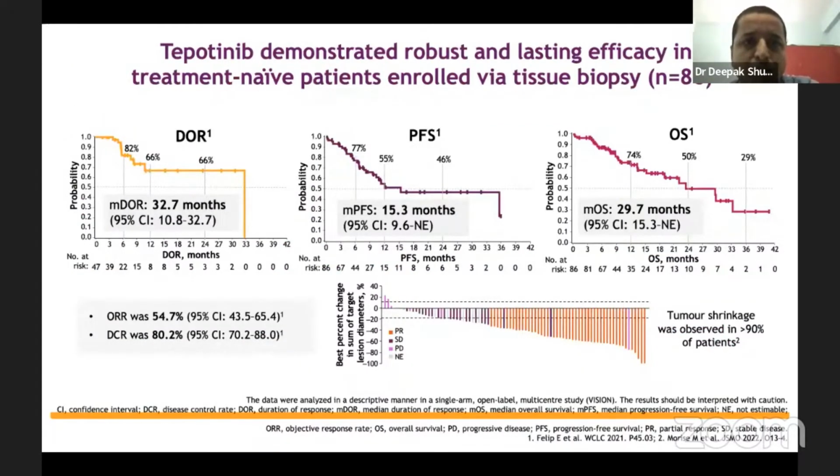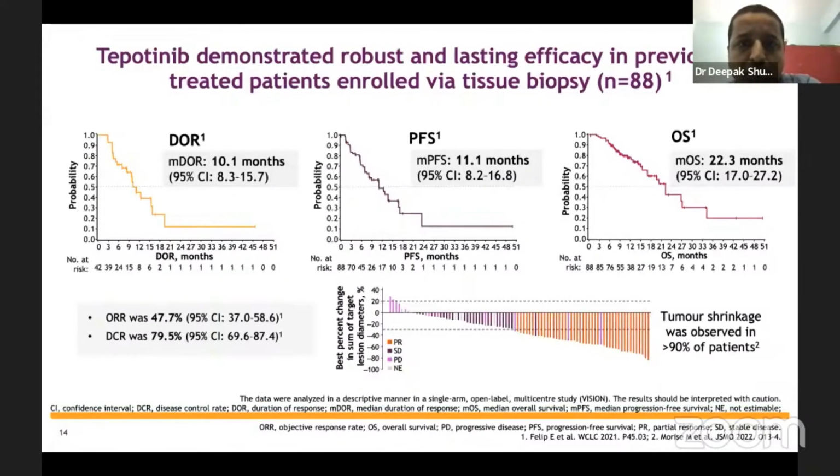If we look into the data of patients who responded, for treatment naive patients enrolled based on the tissue biopsy, close to 86 patients, the overall response rate was 54.7%. The disease control rate was 80.2%. And it is encouraging to note that almost greater than 90% of these patients had some tumor shrinkage. The duration of response was close to 32.7 months. The PFS was 15.3 months, and median overall survival was close to 30 months.